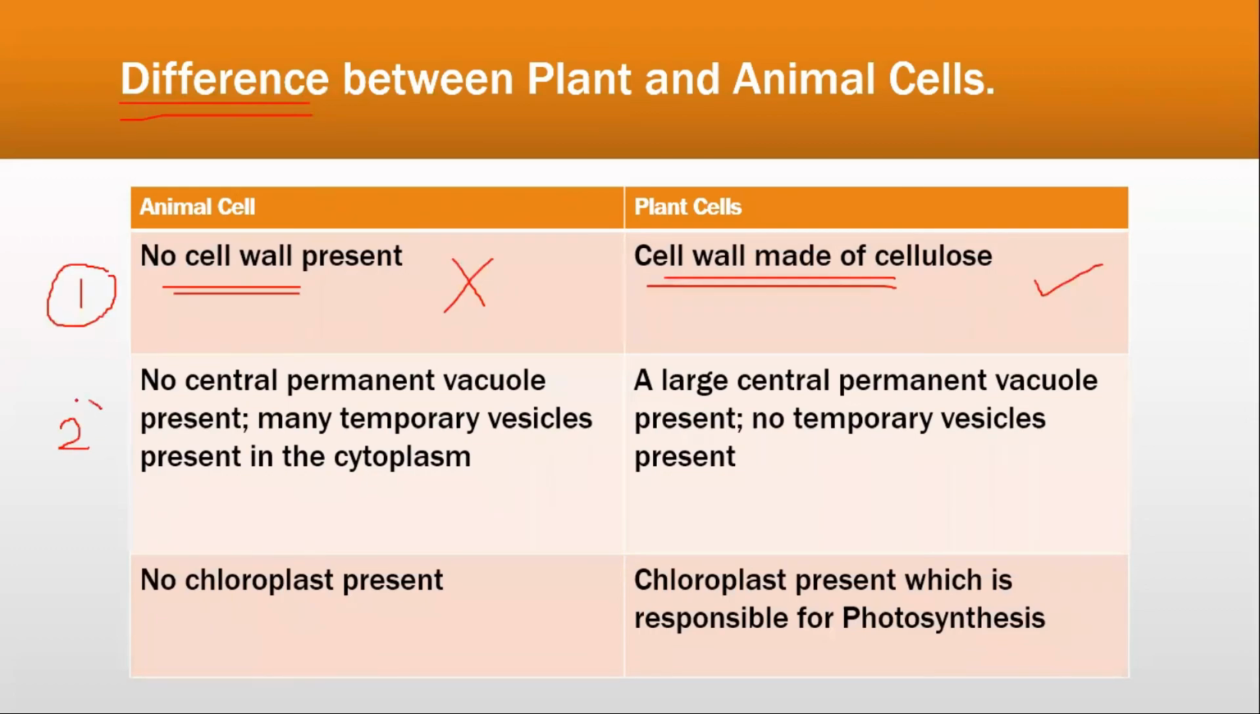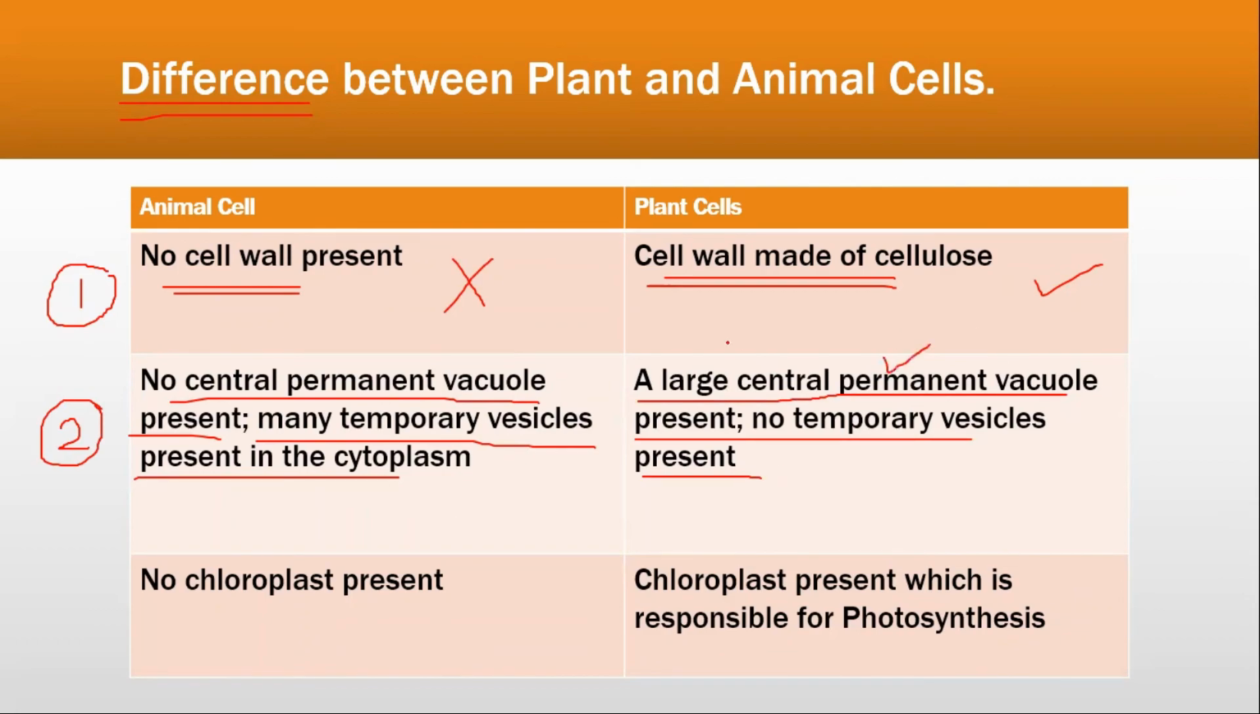The second difference is that in animal cells, no central permanent vacuole is present. Many small, numerous temporary vesicles may be present inside the cytoplasm. Whereas in a plant cell, only one large central permanent vacuole is present and no temporary vesicles are present. Here there is only one large central permanent vacuole, whereas over here we have numerous small vesicles called vacuoles.